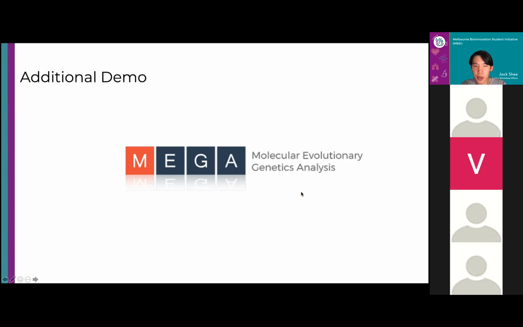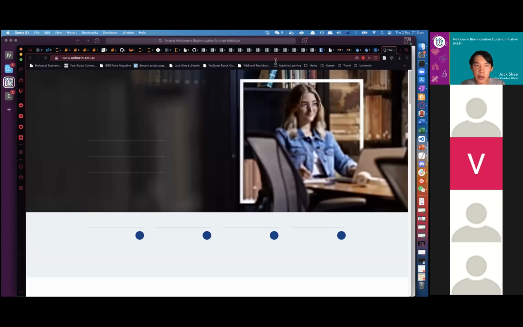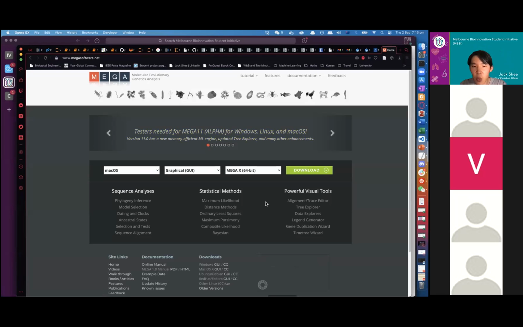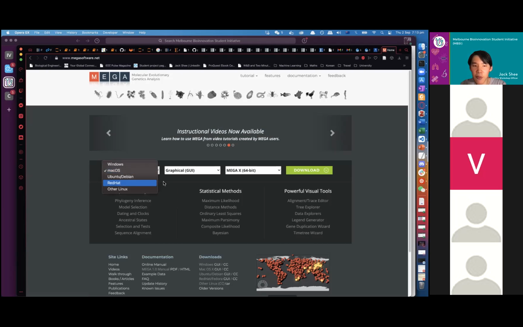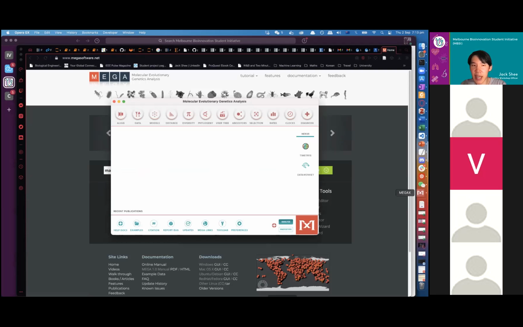Let me exit. Okay, so firstly I'm going to show you the website. This is the website called MegaX, if you Google it, and the URL is www.megasoftware.net. This is already a pretty later generation of the software, and you can download it for all platforms. I've already downloaded it. So when I open it, this is what you see as an initial interface.